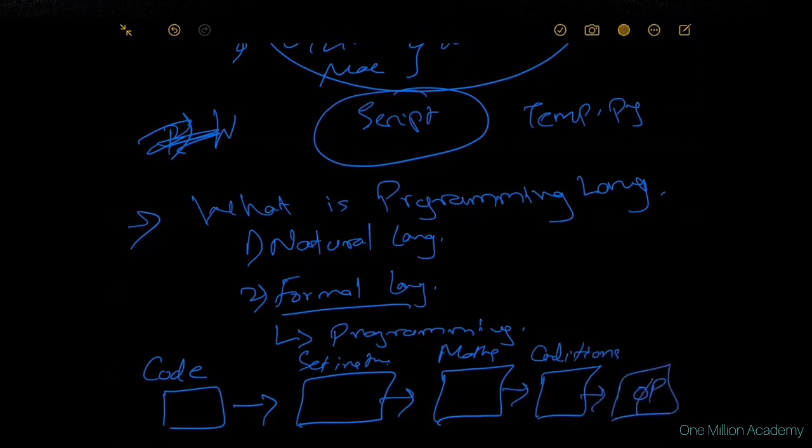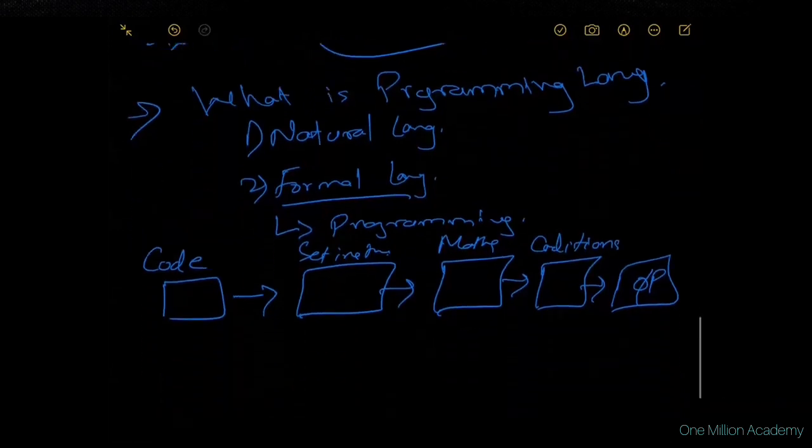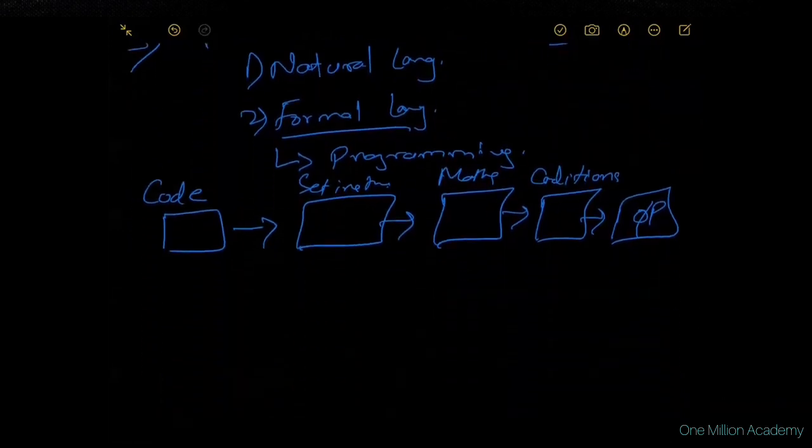Okay, these are the stages which are telling you what programming actually is. There will be a code, a set of instructions, obviously some logic in it, maths, and conditions, and then you can get your results. Correct. This is what a programming language is.